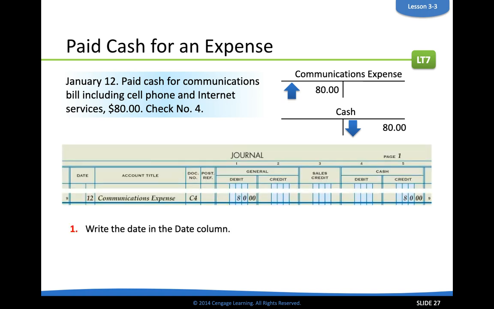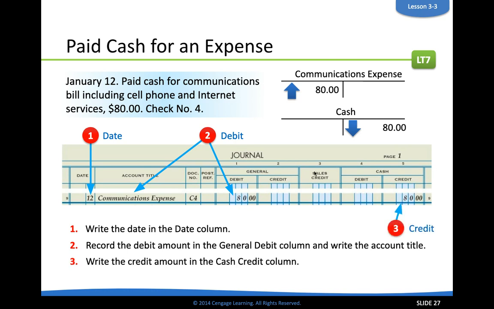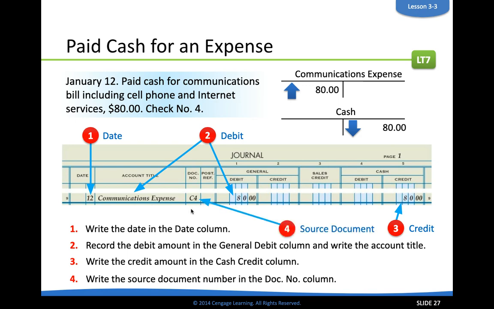So let's look at our journal entry here. Write the date over there on the left, 12. Where is our debit? Our debit is going to come from our communications expense, so we write that into the account title, debit for $80. Our credit is going to be recorded over in the cash special account column as a credit for $80. And our source document is check number 4, so we record C4 under the document number.